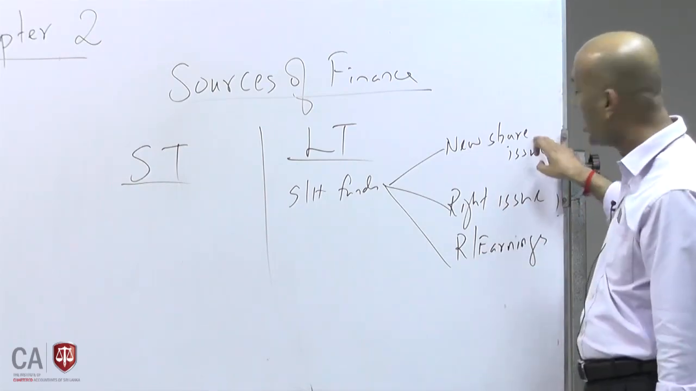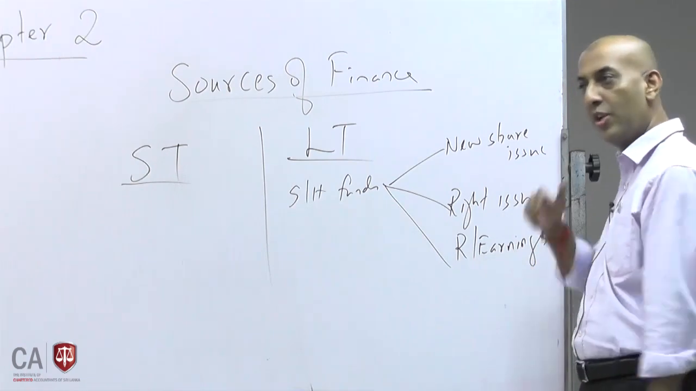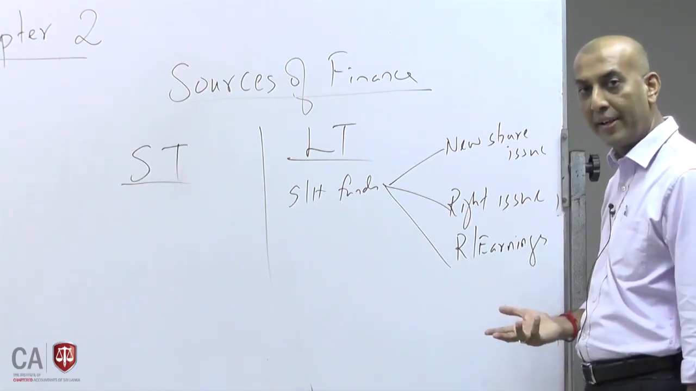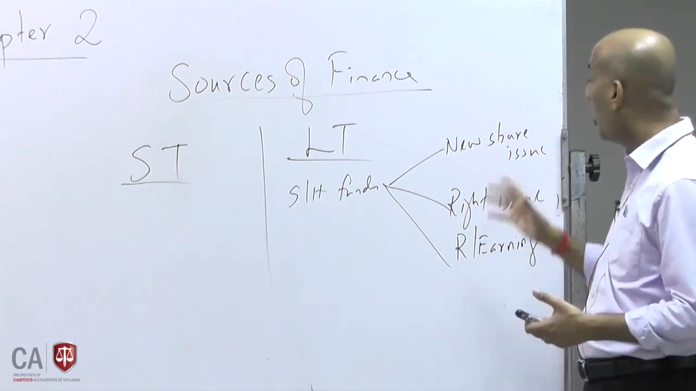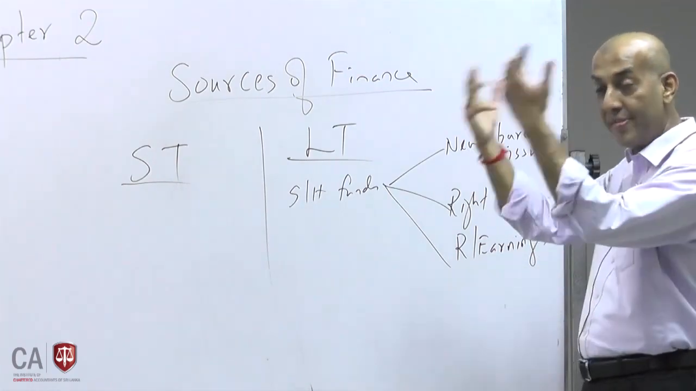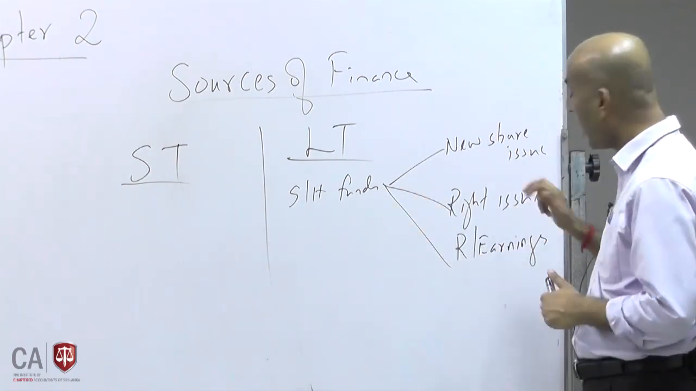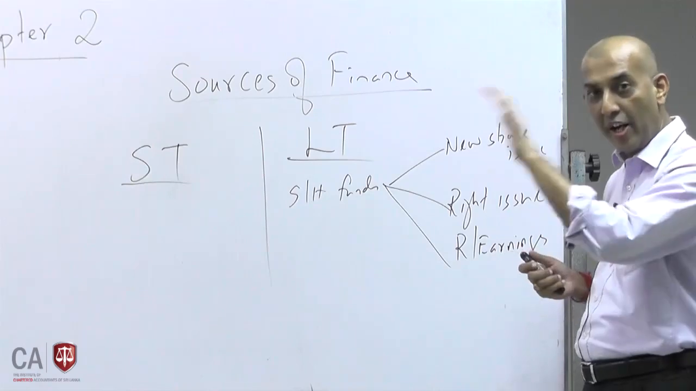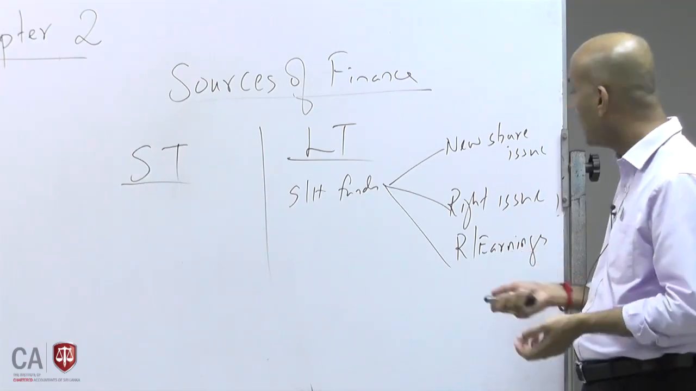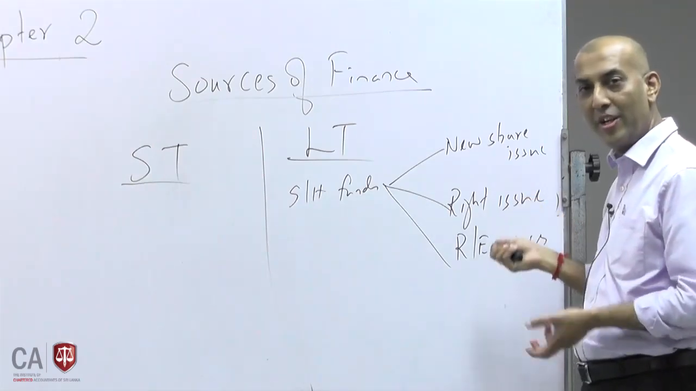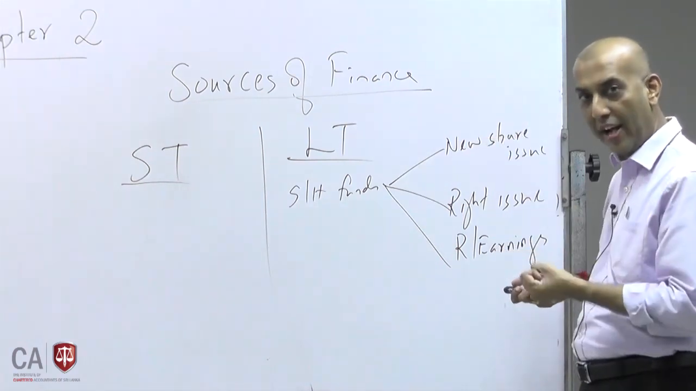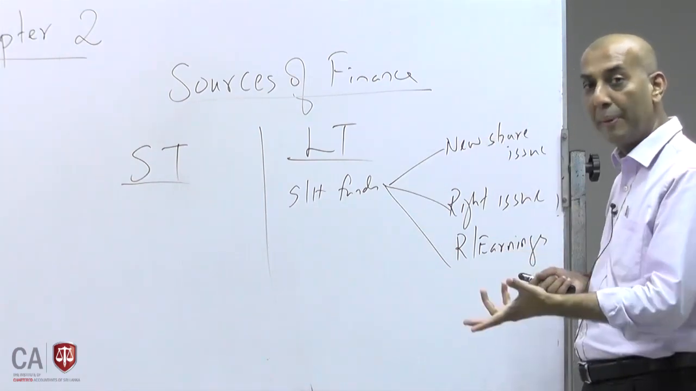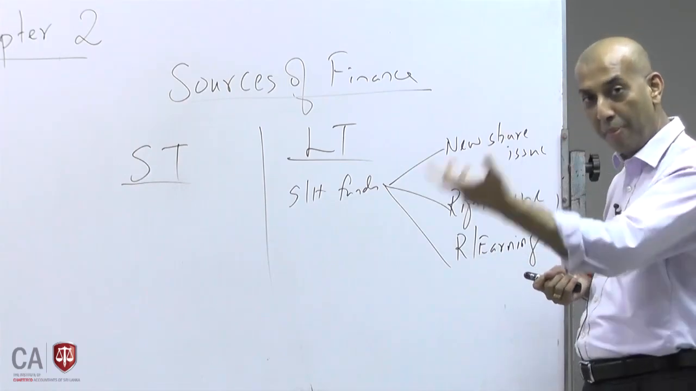But if you are going for a new share issue, it's a big process. You have to prepare a prospectus, and you have to ensure that all the requirements are fulfilled, and then you have to convince the shareholders to invest. Second, right issue. Even though you are issuing to the existing shareholders, you have to convince them whether the monies you are going to take will be used for good purposes, and you are going to grow more, and your profits are going to be more.